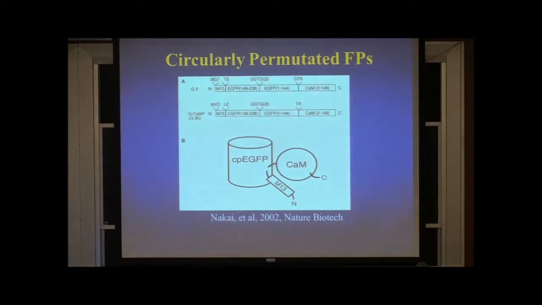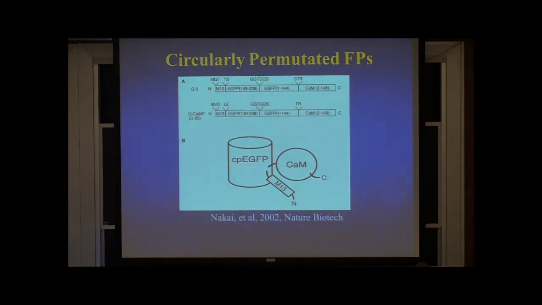I want to introduce one example, how people can utilize circularly permuted fluorescent protein to measure intracellular biochemical signals. So this is one example. People can create a circularly permuted enhanced green fluorescent protein and then attach the two terminals with a calmodulin molecule and M13. And it's known that calmodulin can bind to calcium. Whenever calcium binds to calmodulin, it will start to interact with M13. So this interaction would cause the fluorescent property change of the cpEGFP, okay? And therefore color will change, and you know calcium is binding, right?